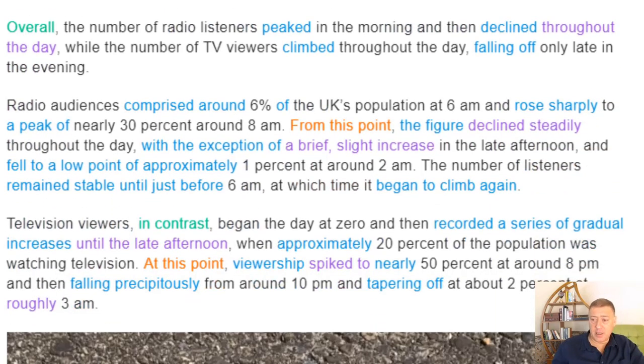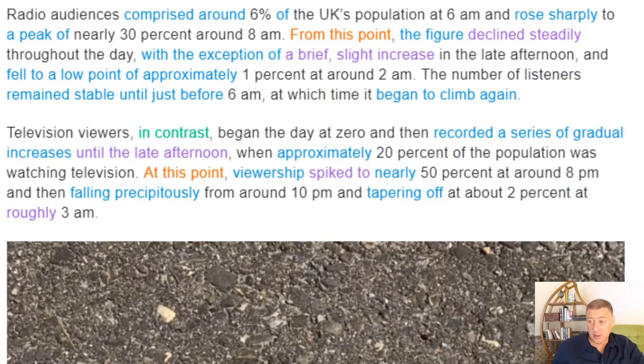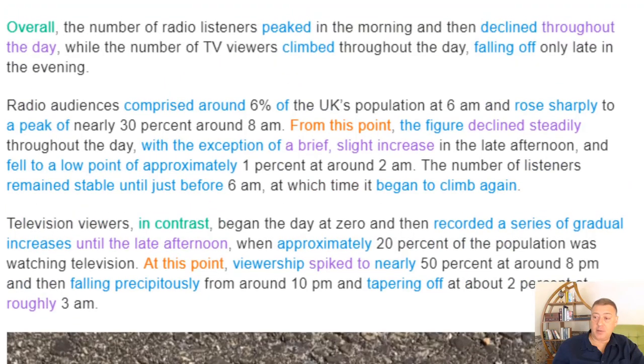So cohesive devices, overall for our overview, you need one there for your overview, overall, in summary, something like that. And then if you look in contrast. So that's all I've got. That's all that's necessary for this one. So I'm essentially stating that there's a transition signal. In contrast, the television viewers is going to be a different type of information. Overall, I'm telling you here what the summary of the information is. You don't really need other types of cohesive devices.